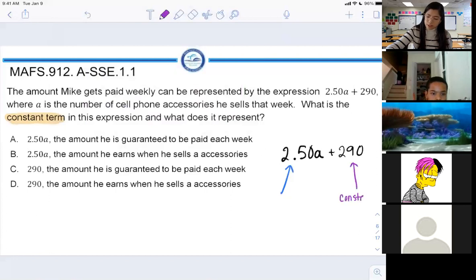It's the constant. And 2.50 has a different name, but it also starts with a C. Does anybody know this? I'm sure you guys know this. It starts with a C. When I say it, you guys are going to be like, oh, duh.